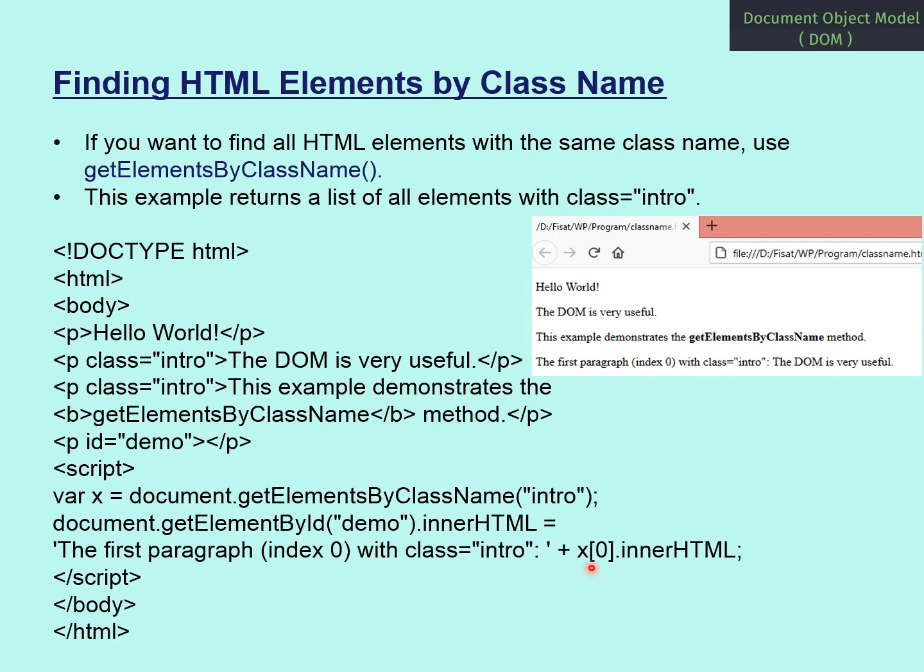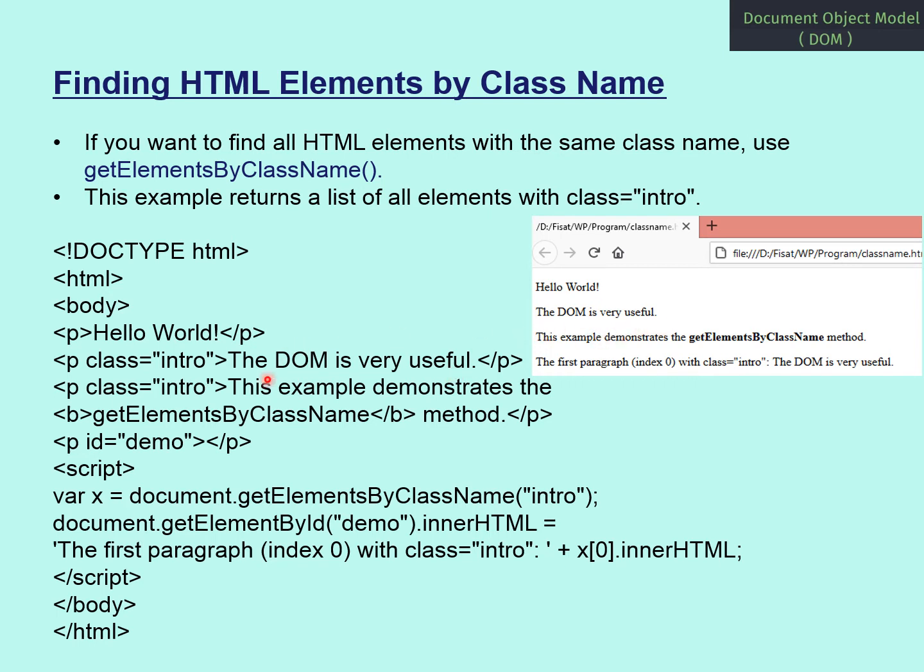Here we are using x of 0 dot innerHTML. So x of 0 refers to this particular statement, "The DOM is very useful." Our fourth paragraph contains the data: the first paragraph, index of 0 with class is equal to intro, "The DOM is very useful." So this is the output. Hello world is printed likewise. Then the second is "The DOM is very useful."